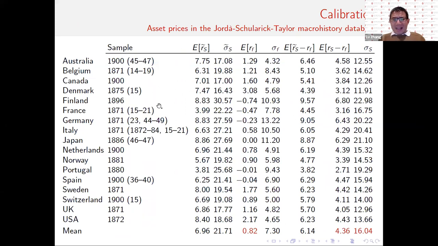So in terms of asset prices, the leverage adjusted equity premium is 4.36% in the historical panel, volatility is 16% per annum. Risk-free rate is 0.8% per year. Volatility is quite a bit high, 7.3%. Keep in mind, this is an ex-post real interest rate volatility in which the inflation rate is calculated ex-post, not ex-ante. In particular, you could look at Germany, Italy, and Japan.